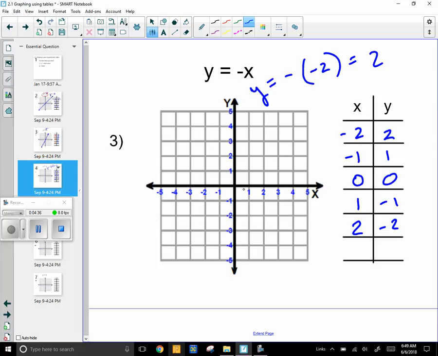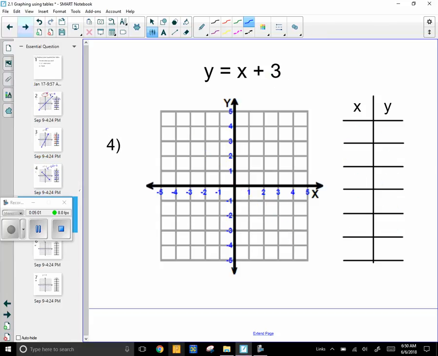When I plot these, we see that it takes that parent function from the first graph and flips it. We call this a vertical flip. The slope is now negative, so it's sloping downward instead of upward. That's something we'll talk more about later. Let's move on to the next one.